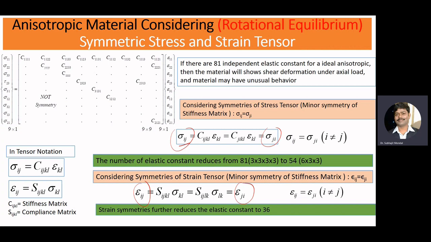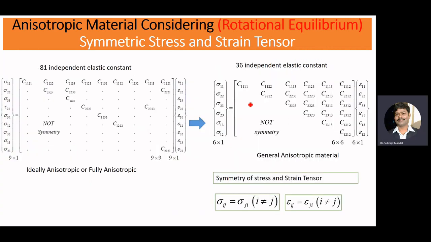If we consider sigma ij equal to sigma ji, then this side will be 6 cross 1, because 13 and 31 are the same, 12 and 21 are the same, and 23 and 32 are the same. So we can reduce from 9 to 6 components. Here also it will be 6 cross 1, so it will be 36. So for an anisotropic material where the stress tensor and strain tensor are symmetric, we have 36 independent elastic constants, and we can write in this form.